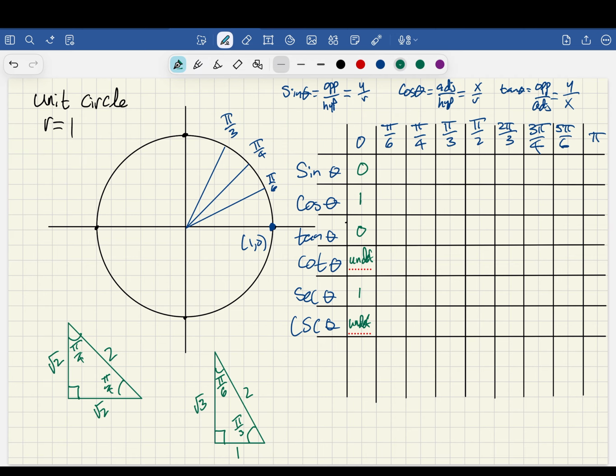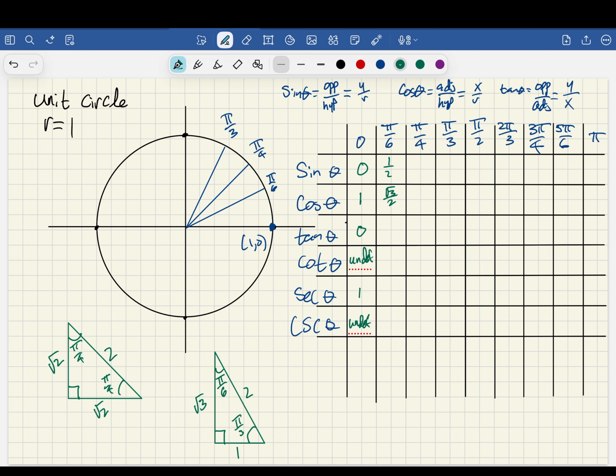Now we'll move around to pi over 6. We can look at our special triangle where pi over 6 is one of the included angles. The sine we can find as opposite over hypotenuse, so in this case, we would have 1/2. The cosine is the adjacent over the hypotenuse, so the square root of 3 over 2.